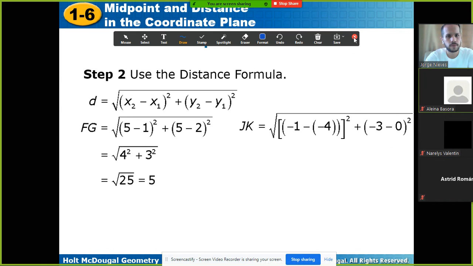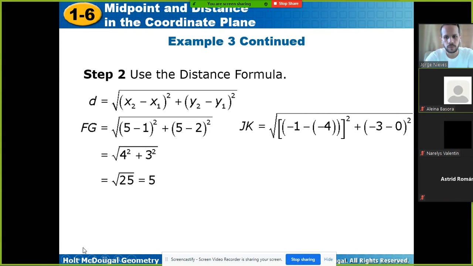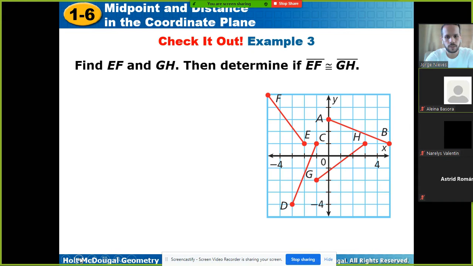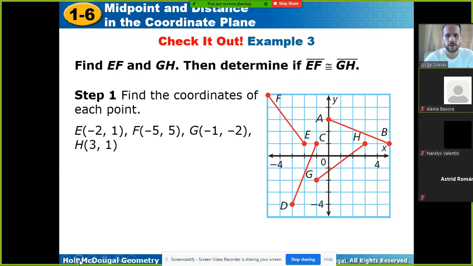Okay, let's continue. We're going to do something more. Let's do one more. Find EF and JH, then determine if the segment EF is congruent to JH. So we're going to use EF and JH. Vamos a verlo. We're going to find the coordinates of EF and JH.